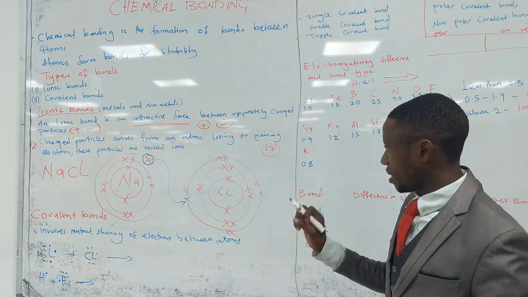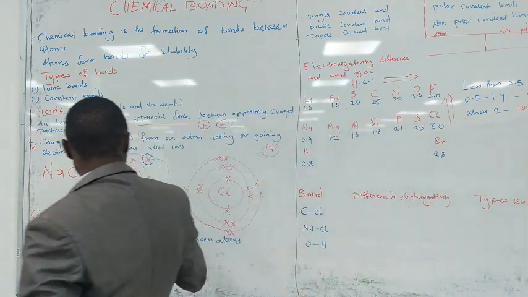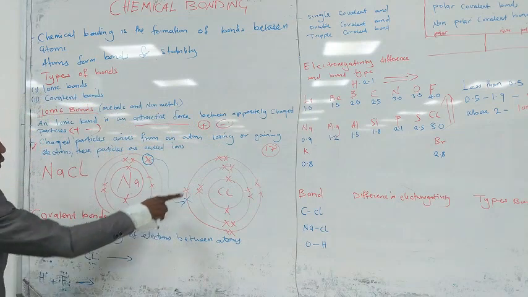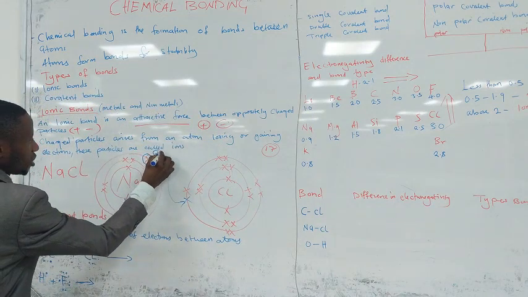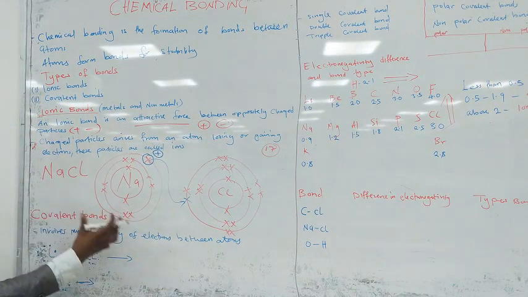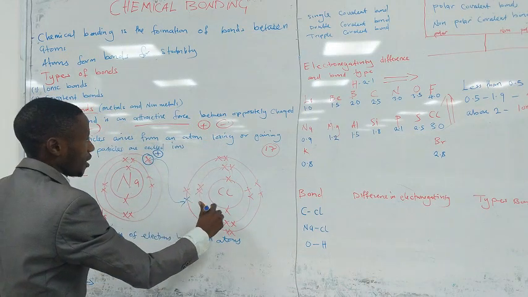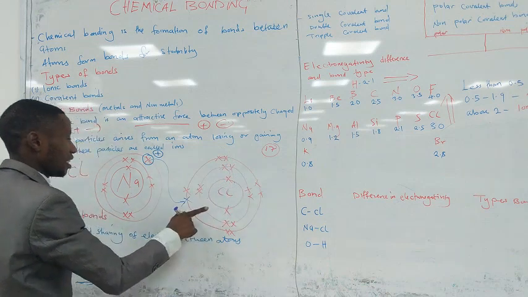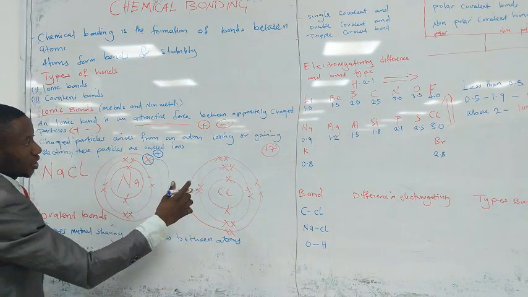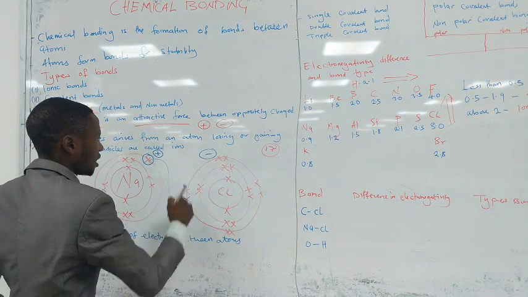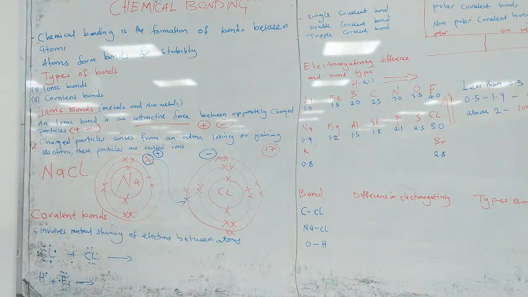What has happened is that sodium has lost one electron, so it possesses a positive charge. Chlorine has gained one, and we said when an element gains an electron, it possesses a negative charge.